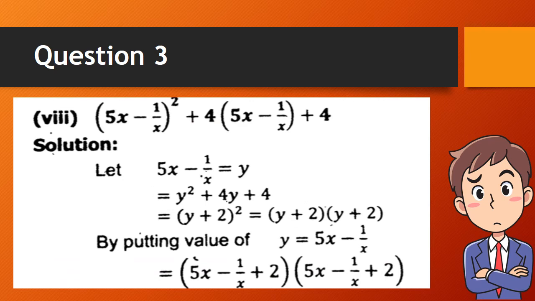In the 8th part we have 5x minus 1 over x whole square plus 4 into 5x minus 1 over x plus 4. The given equation is quite difficult to understand because it is not easy to apply the formula. So we will replace 5x minus 1 over x by y because it is the same in both the brackets. So you will be left with y square plus 4y plus 4. The formula completed is y plus 2 whole square, which will be y plus 2 and y plus 2.